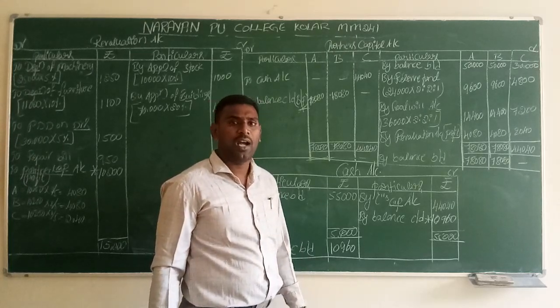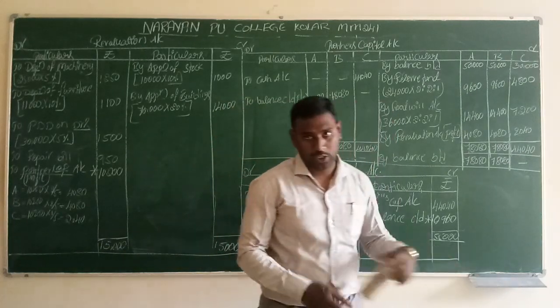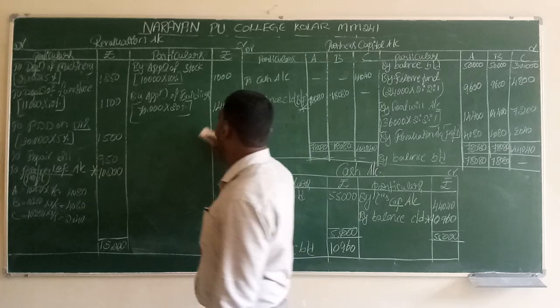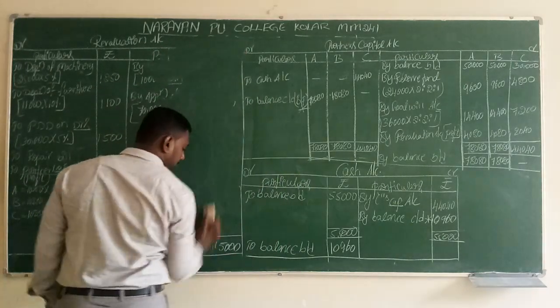Next we move to the final touch of this account, which means we have to prepare a balance sheet after partner C's retirement. Next we have to draw the columns for the balance sheet.